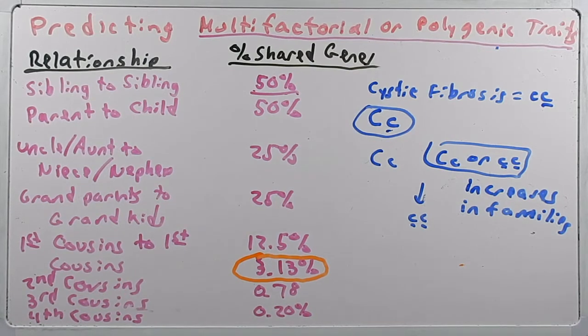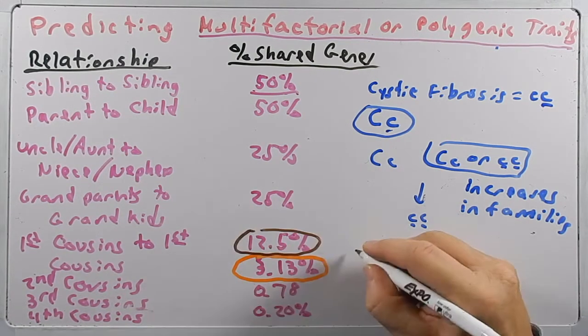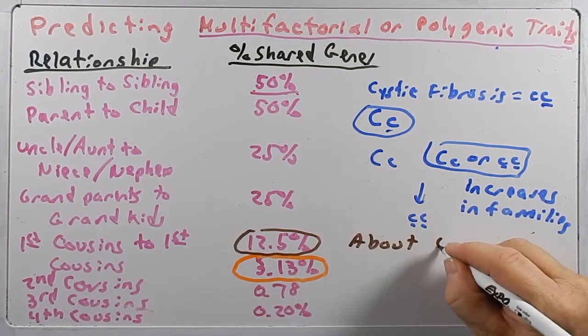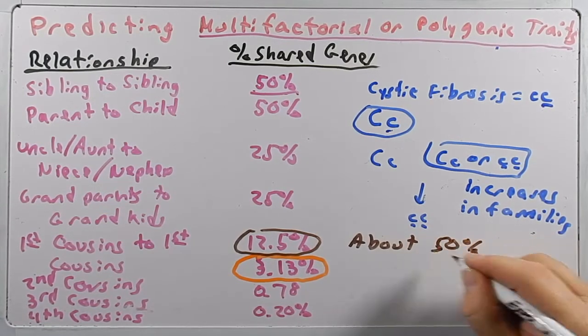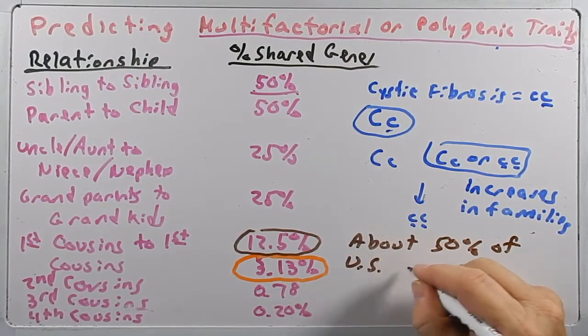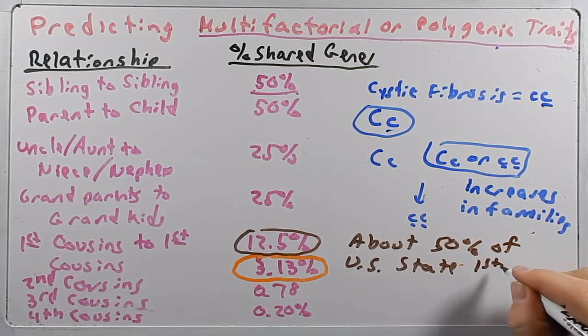I was actually surprised to learn that in about 50% of U.S. states, first cousins can get married.